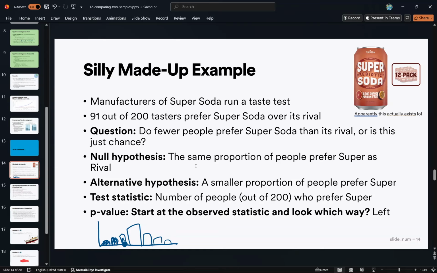Are there any questions about this little made-up example of soda? Do you see how we solved the problem? How we simulated things? Because that's our testing method in a nutshell.